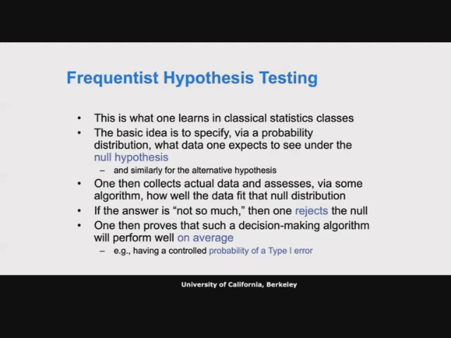That's one kind of statistical inference, not the only kind. So frequentist hypothesis testing is what you learn in the classical stat classes. It's the type 1 error, the type 2 error. It's the language of the null hypothesis and the alternative. If you collect data that doesn't fit the null, you reject the null. And you ask to control the probability of a type 1 error.